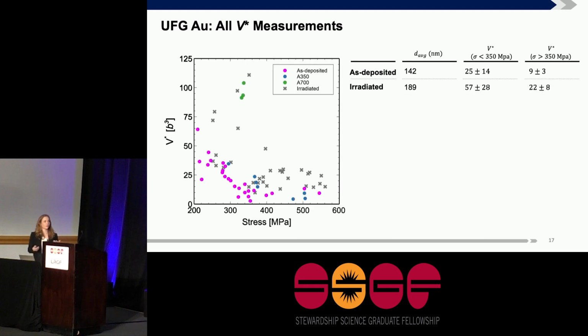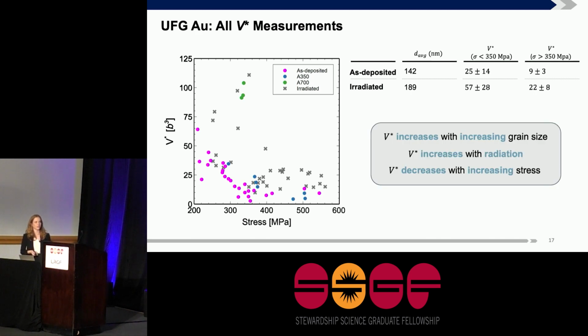So what happens if we irradiate it? You can now just ignore the green and blue. Those are for larger grains. So if we just compare the gray data and the pink data, we see that across all stress levels, the activation volume is higher for that in the irradiated. It increases on average from 25 to 57 b cubed and 9 to 22 b cubed.